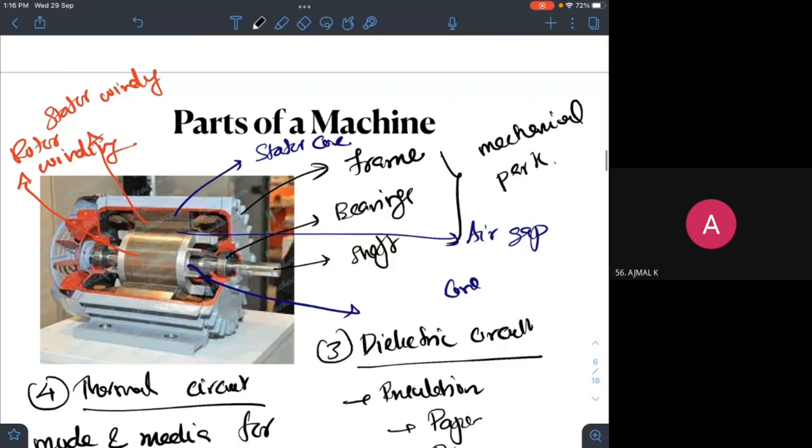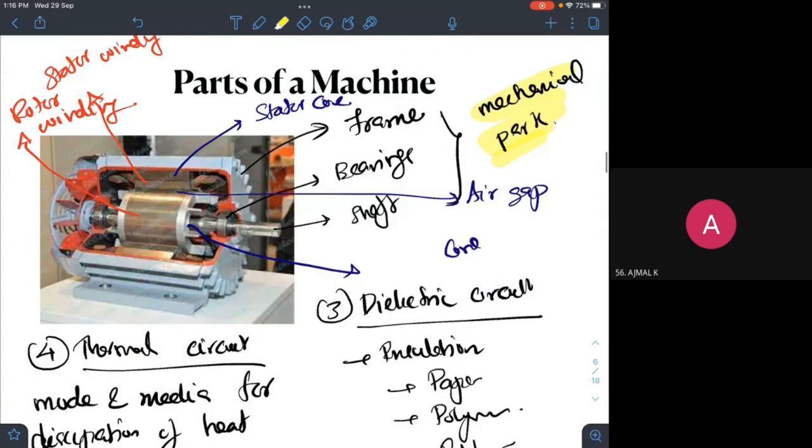In much detail. And the last part is the mechanical parts, as I already said. So there are five parts in the machine. One is the magnetic circuit, another is the electric circuit, then the dielectric circuit, the thermal circuit, and the mechanical parts. So these all constitute a machine.